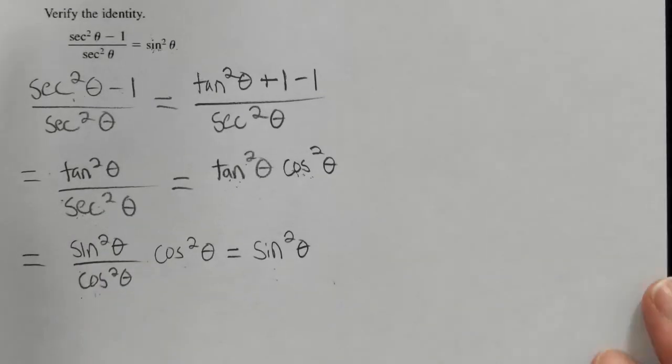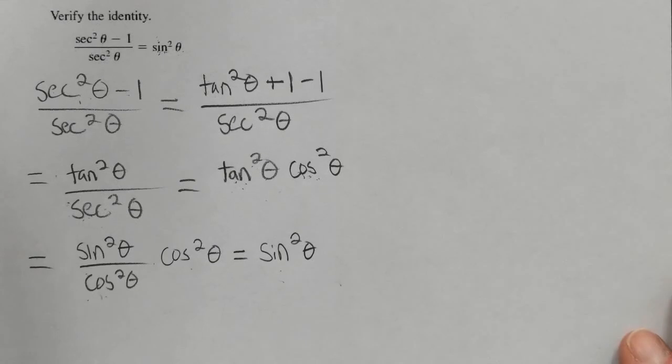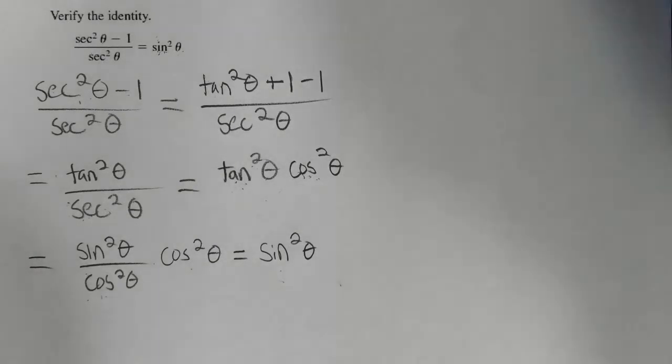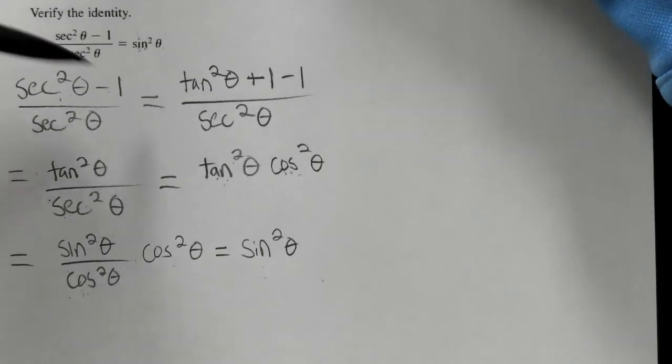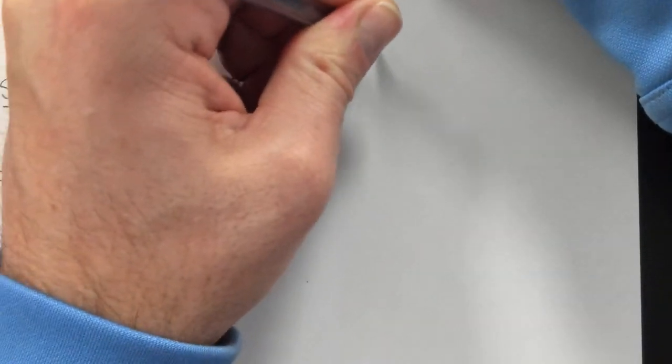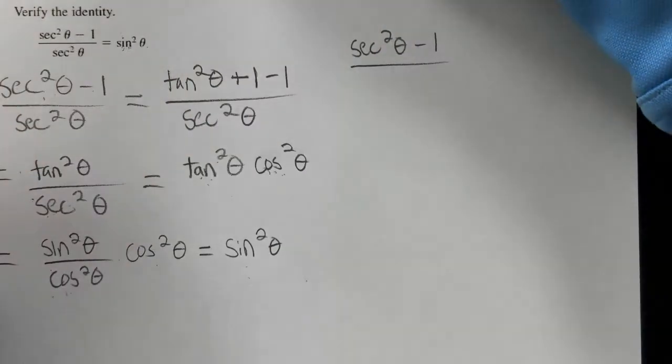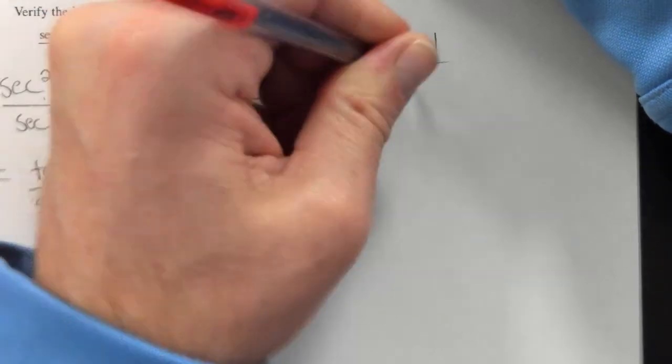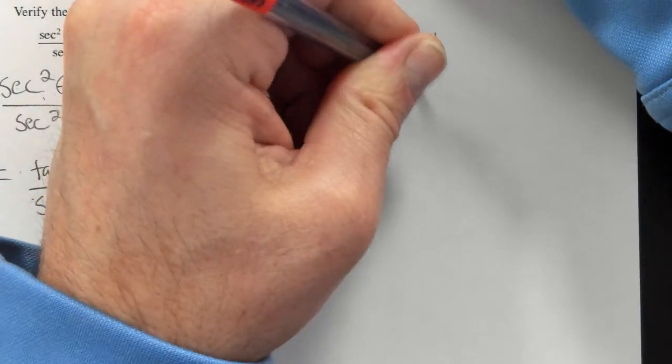All right? Now, remember what we said earlier. A lot of times there's more than one way to do each one of these, and that's the case on this one. Let me show you an alternate way of getting the same answer. So let's say we start off again with secant squared minus 1 over secant squared. Okay?